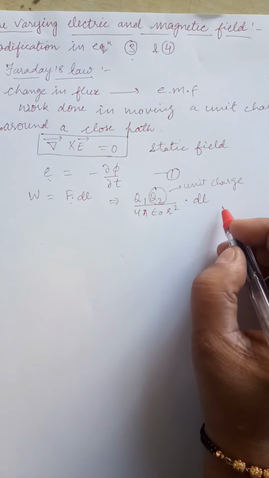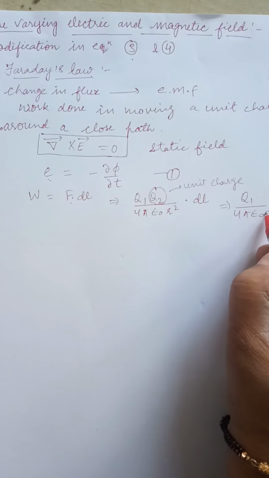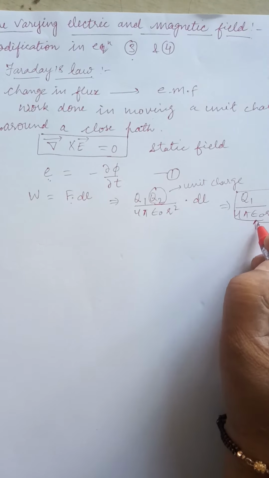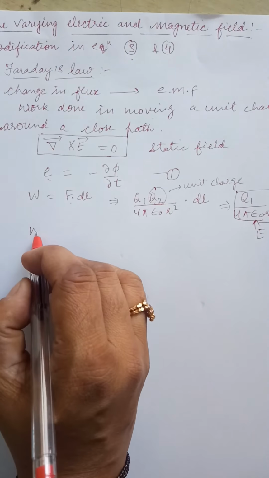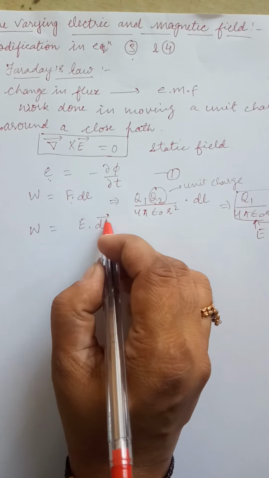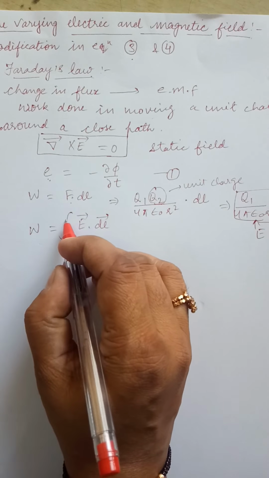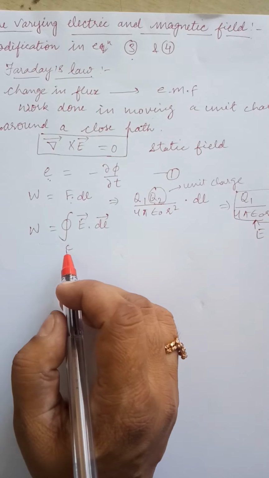Right now if the charge Q2 is a unit charge, this simply is equivalent to Q1 upon 4 pi epsilon naught r square, which is equivalent to the electric field. That is, electric field we define as the force per unit charge. So simply the work done can be written as E dot dl in place of F dot dl. If it is around the closed path, then I can write it as the integration over a closed loop.